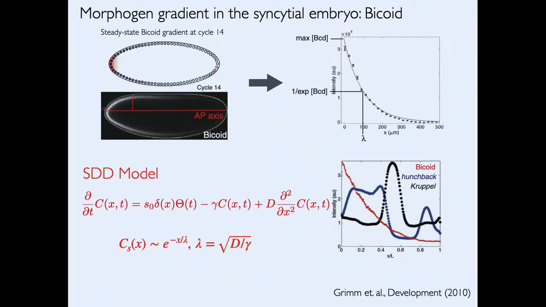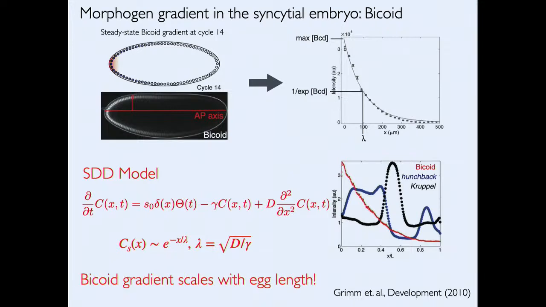Now the interesting thing is, it has been observed that this length scale actually scales with the embryo length. So in embryos which are bigger, this length scale is also bigger. But if you go by this model, there is no way to control or scale this length scale. So this is an interesting question: this model is not sufficient.